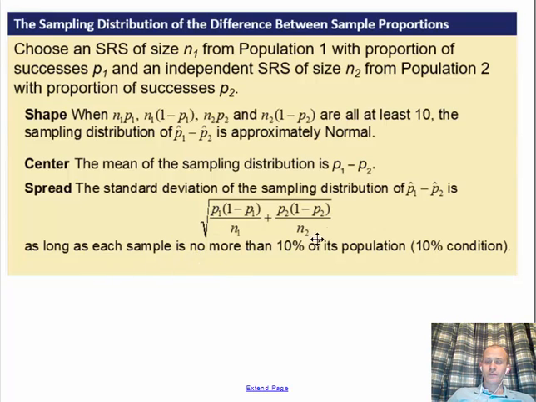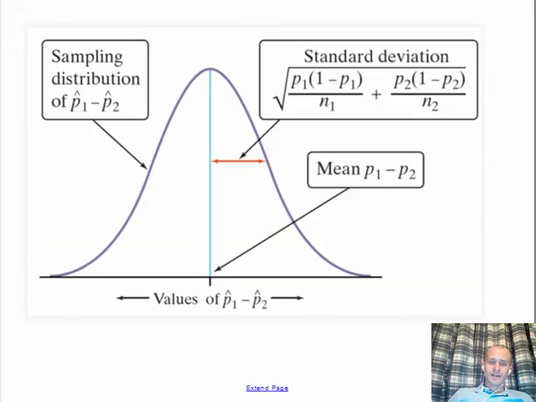So that's what our formula looks like, as long as that 10% condition is met, as long as our sample is less than 10% of our population. Here's a visual representation of that. We have our sampling distribution of all the differences between our sample proportions, and that standard deviation is the variances added together and then square rooted. Even though we are finding the difference between our two proportions, that's still addition, because those two distributions have their own variation, and we want to account for both. Our mean, though, is going to be the difference between those two.